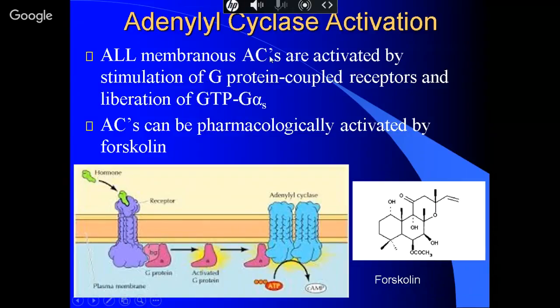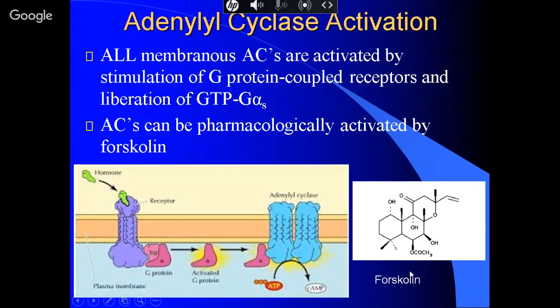All of the membranous adenylate cyclases are activated by the stimulation of G protein coupled receptors and the liberation of the G protein, GTP, G protein alpha stimulatory subunit. You remember that there were several alpha subunits, right? And some of them were inhibitory. We're going to see them. Some of them were often photoregulation. Some of them were in olfaction. But the adenylate cyclases are activated by the G-alpha stimulatory.